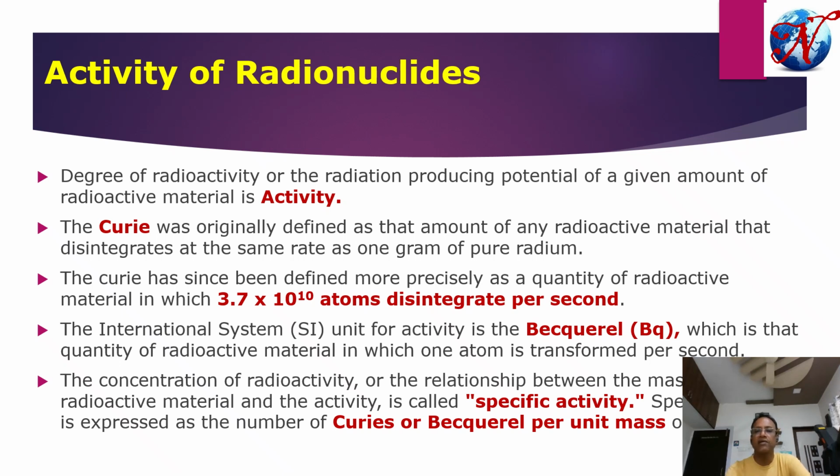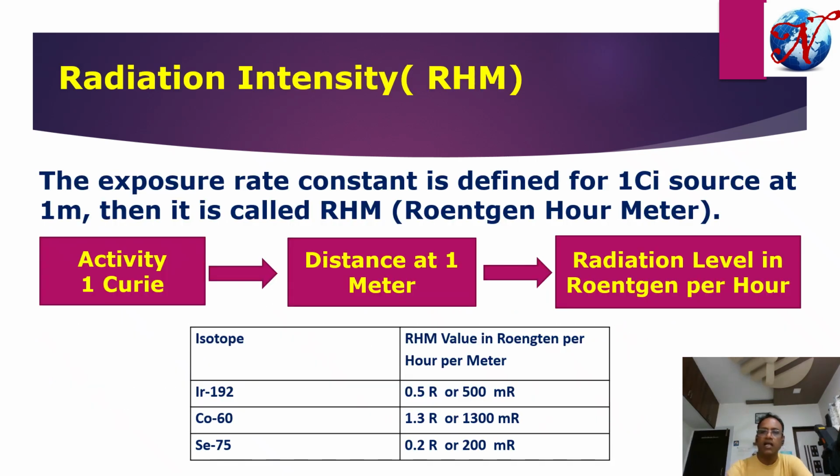The relationship between the becquerel and Curie: one becquerel equals 1 disintegration per second, and one Curie equals 3.7 x 10^10 becquerel. So one Curie equals 37 gigabecquerel. When we consider a one Curie source of each individual radioactive element, it has a universal constant known as the RHM value. That means the radiation intensity from a one Curie source at 1 meter for a particular type of radioisotope is universally constant, and the intensity is measured in Roentgen.